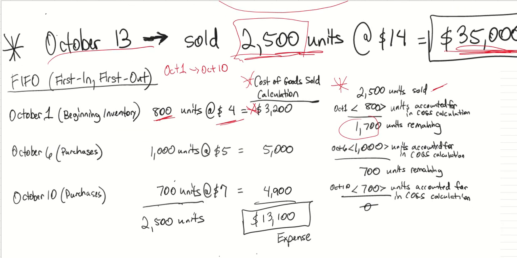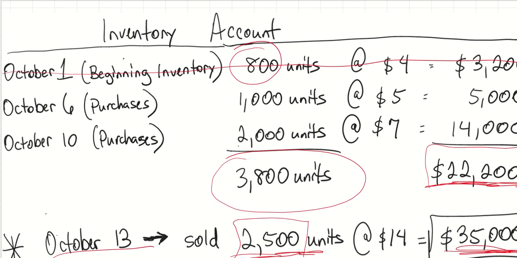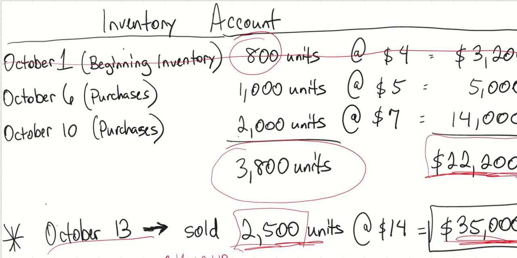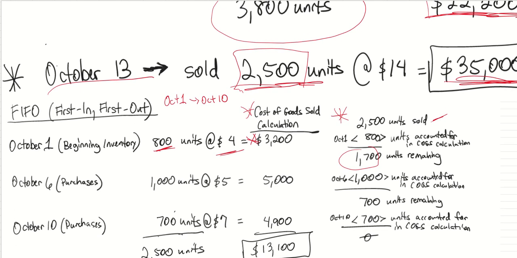Now I'm going to go to October 6th. On October 6th, we have 1,000 units sitting in the company's inventory account. That's the additional purchases. Since we have 1,700 units remaining, we're going to take all 1,000 units from October 6th and include it in the cost of goods sold calculation. That's $5,000.